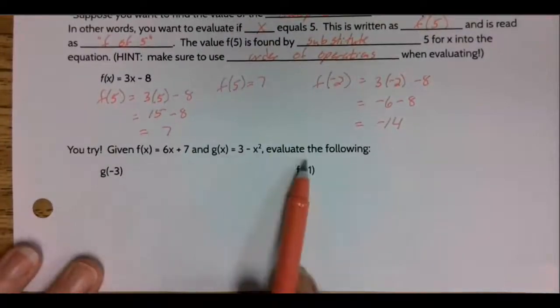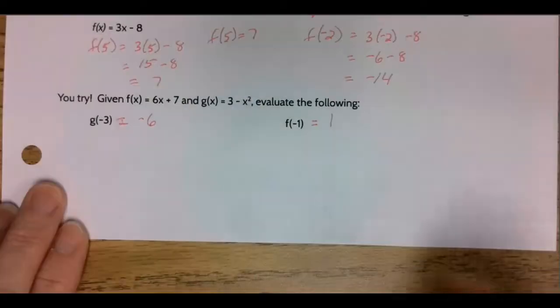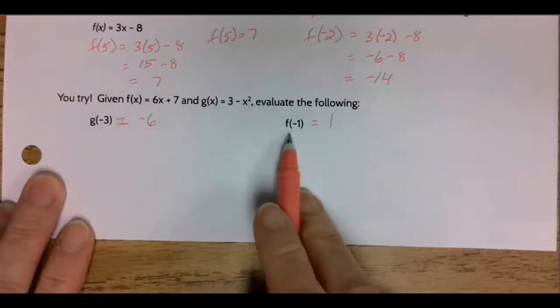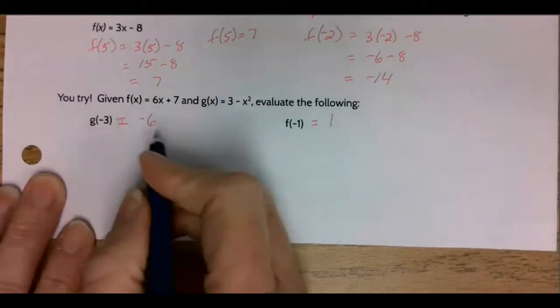Okay, so here we go. You're going to try these two right now. Ready, set, go. If you found g of negative 3, you would have got negative 6, and f of negative 1 is 1. Okay, so let's actually go through the steps on how we do that.